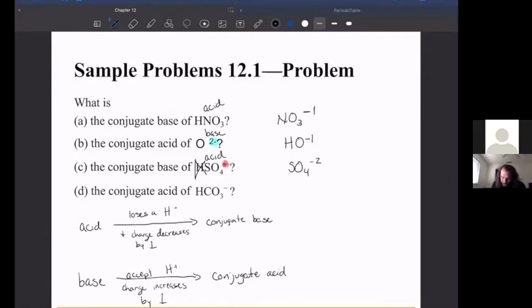What is the conjugate acid of HCO3-? Well, if I'm looking for the conjugate acid, that means that this is playing the role of a base. A base accepts a proton, so I'm going to have to add a proton. So this becomes H2CO3. And then I have to increase the charge by 1, so I go from having a charge of -1 to being neutral. Okay, so this would be the conjugate acid of this particular base.